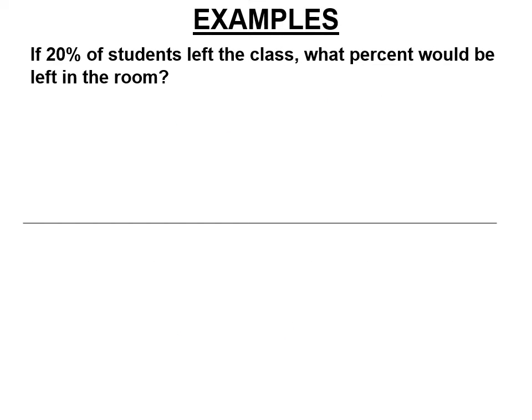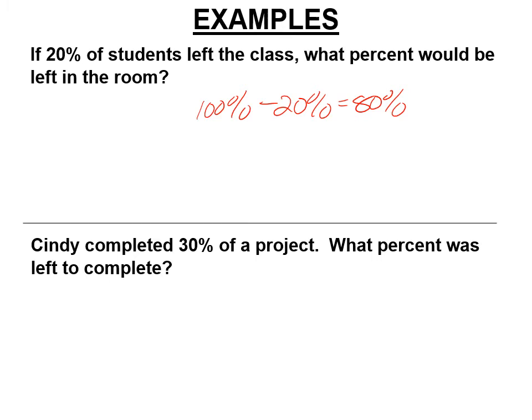If 20% of students left the class, what percent would be left? It would be 100%. Now, this is the key, right? You have to understand, it doesn't say 100% anywhere. You have to understand the whole thing is 100%. You take away 20%, 80% would be left. Cindy completed 30% of her project. What percent would be left? It's 100% minus 30%. It'd be 70% of the project is left to do.